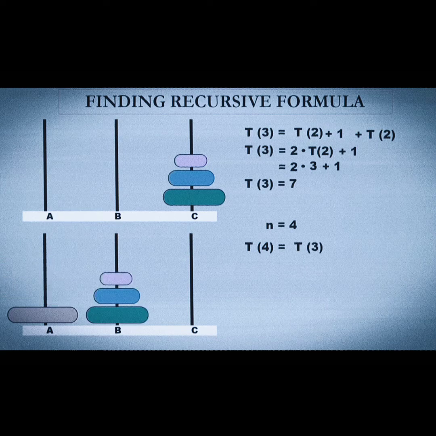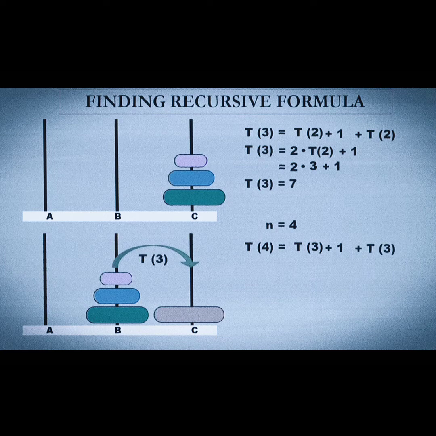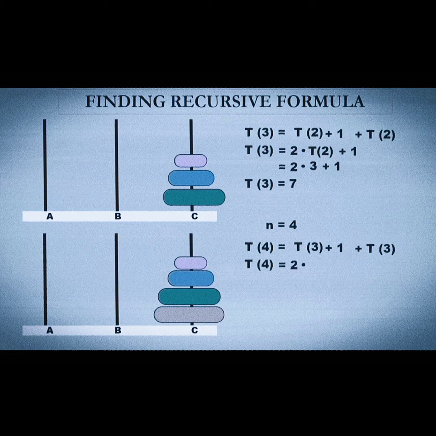Now, we have to move the bigger disk to tower C, which only takes 1 move. We need to move the 3 discs on top of the bigger disk, which takes again t of 3 steps. So, the total moves are t of 4 is equal to 2 times t of 3 plus 1. We already know that t of 3 is equal to 7. We have 2 multiplied by 7 plus 1 is equal to 15 moves.